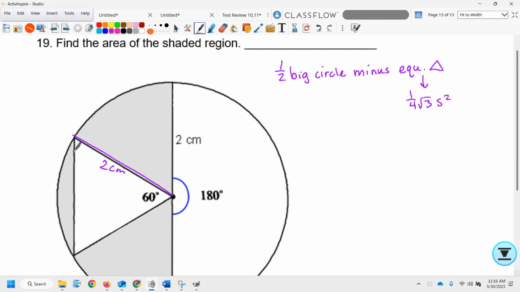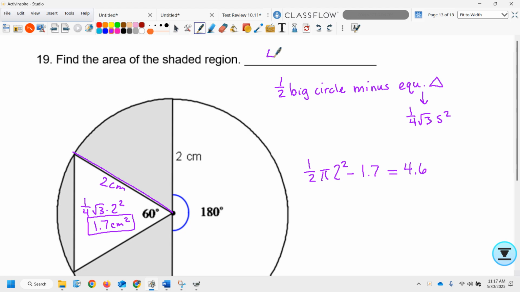So the area of this triangle is 1/4 root 3, close it off, times 2 squared. All right, so 1/4 times root 3, close it off, times 2 squared. So I get 1.7 centimeters squared for the area of this triangle. Okay, so now I can just find half of the big circle minus that. I don't even have to use the formula. So half pi r squared minus 1.7. Donezo. So half pi 2 squared minus 1.7. I get 4.6. And again, we're talking about area, so it's going to be units squared.